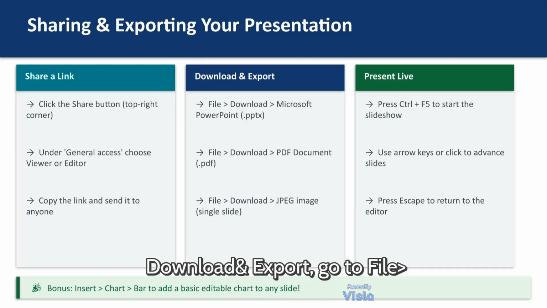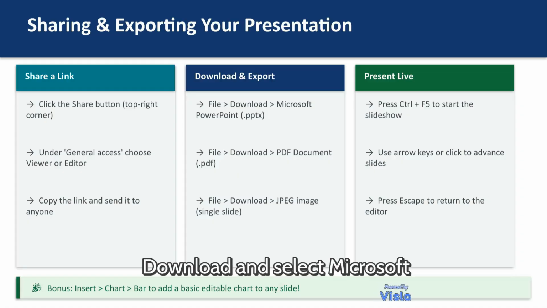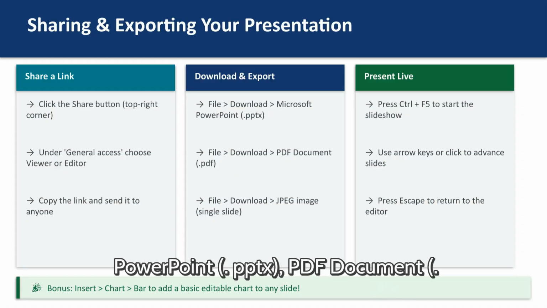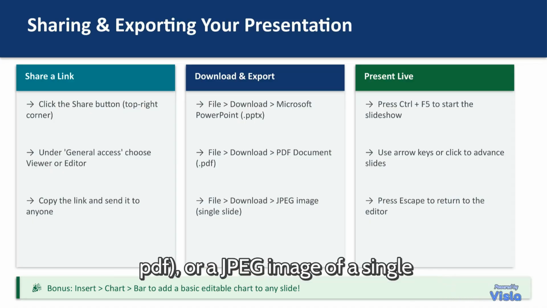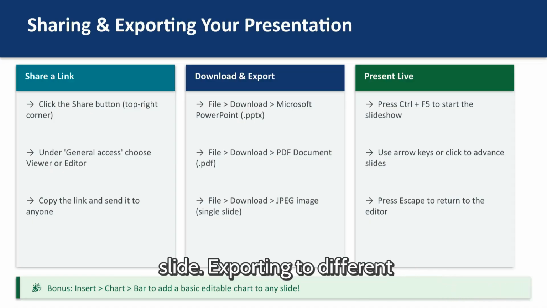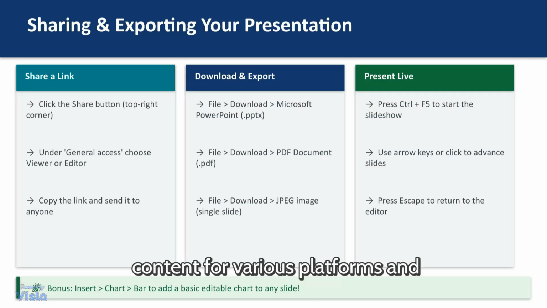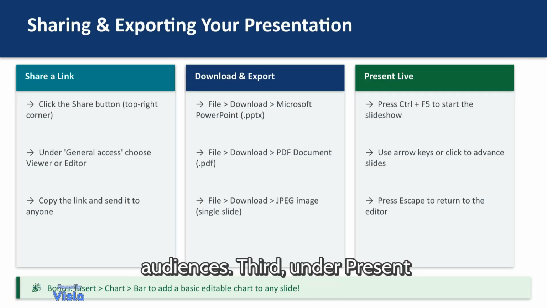Second, under Download and Export, go to File, Download, and select Microsoft PowerPoint, PPTX, PDF document, .pdf, or a JPEG image of a single slide. Exporting to different formats helps you tailor your content for various platforms and audiences.